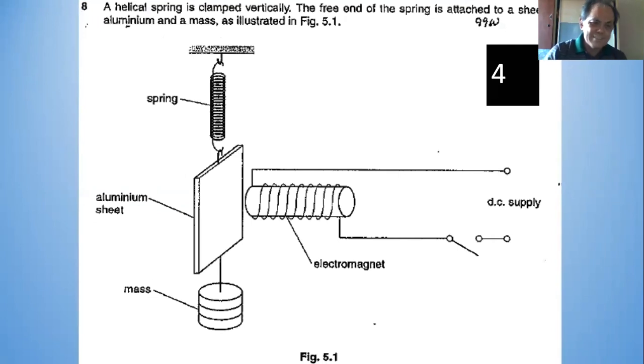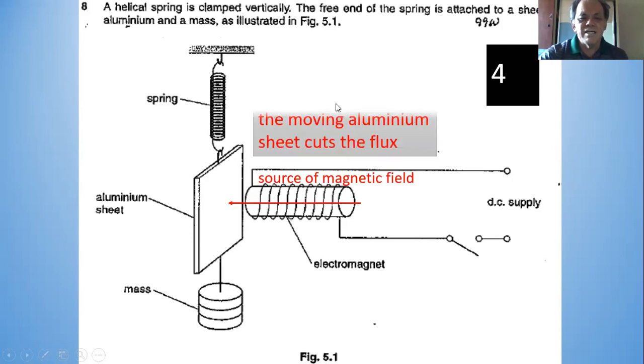Okay, let's look at this one. Elliptical spring, just a spring. Don't bother about the elliptical. It's clamped. This part is clamped there. The free end of the spring is attached to a sheet of aluminum and a mass. There's your electromagnet, a DC supply, and a switch there. Remember, the electromagnet is your source of magnetic field.